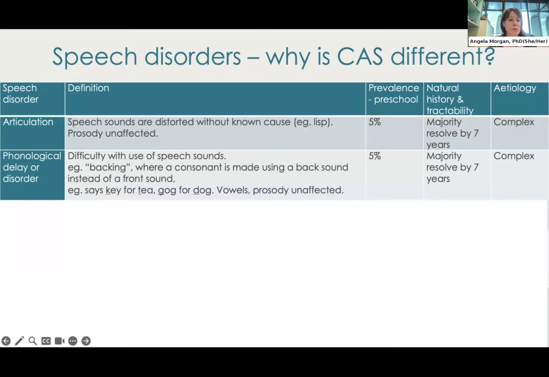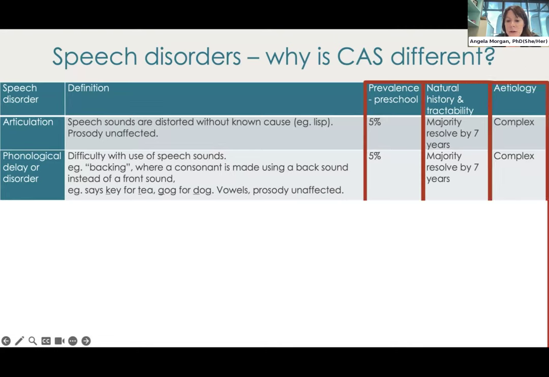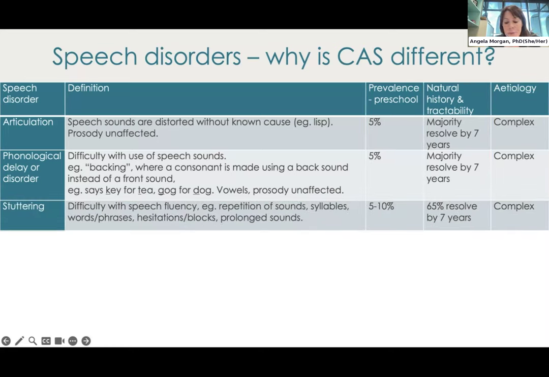In phonological disorders, these are very common. Common patterns of development can be very typical for children to use certain patterns of substitution of sounds up until certain ages, and again, very common. And the other feature is that these conditions really are quite more efficient to treat. So children often will resolve with or without treatment by 7 years, but this is quite a difference to apraxia.